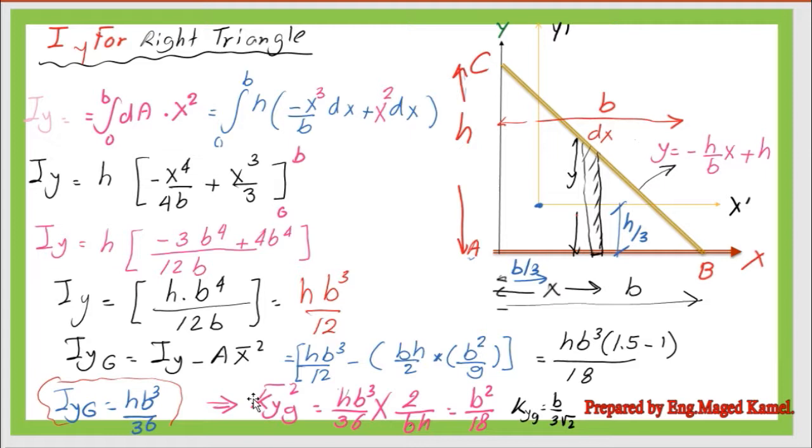The radius of gyration we can get from the expression of k squared y at G, equal to hb cubed over 36 divided by the area, which is 1/2 bh. So we have k squared y at G is b squared over 18. Taking the square root, we get the radius of gyration equal to b over the square root of 18, which is b over 3 multiplied by 1 over the square root of 2.